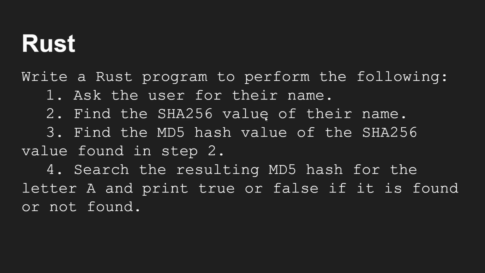Okay, because this is a large language model specifically for software engineering, I want to test it with a whole variety of different languages, not just, let's say, Python. So we'll start with Rust. Write a Rust program to perform the following. Ask the user for their name. Find the SHA-256 value of their name. Find the MD5 hash value of the SHA-256 value that was found in step 2. Then search the result of the MD5 hash to see if the letter A appears in it, and then print out true or false if it was found or not. So the point here is it's asking it to follow a sequence of events. I want you to do this, and then do this, and then do this, and see if it can do it.